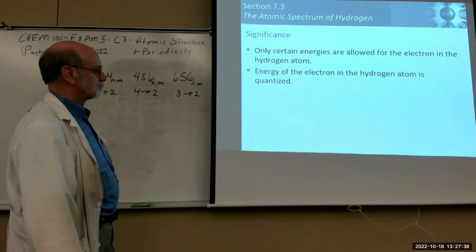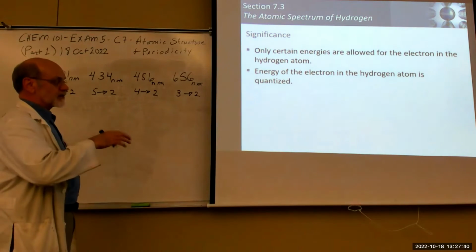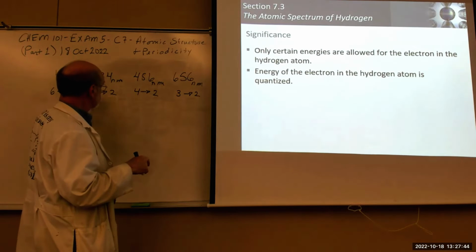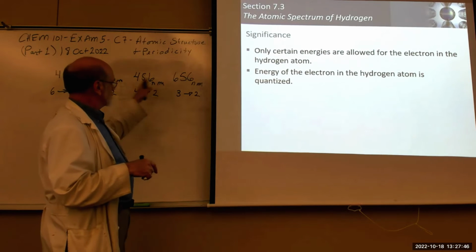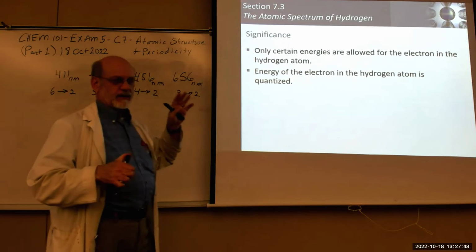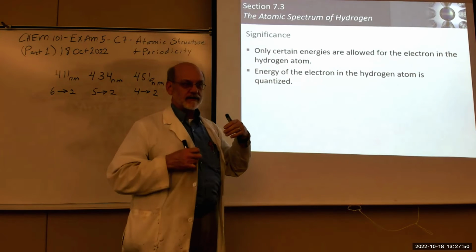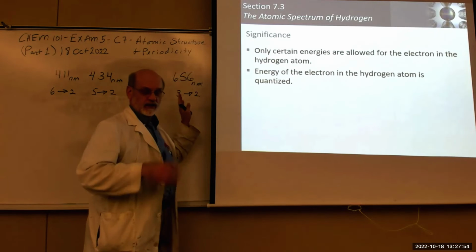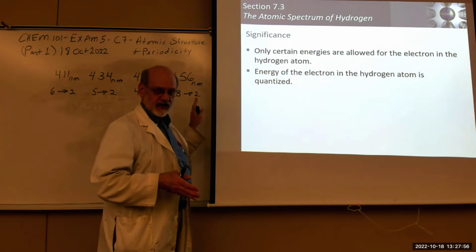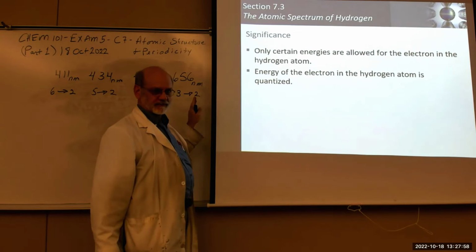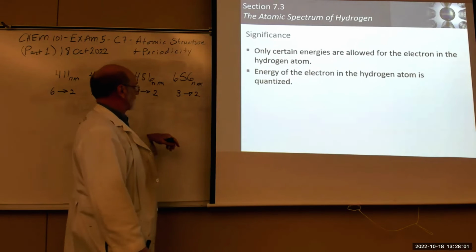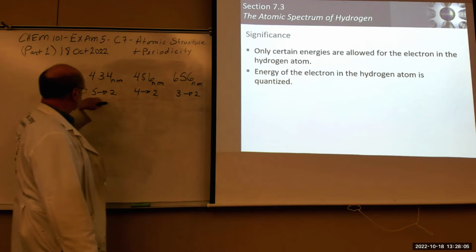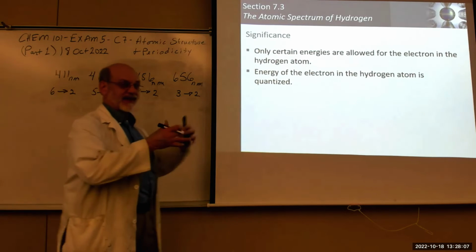Okay. All right, so only certain energies are allowed for the electron in the hydrogen atom. And these are the energies. And these energies, these jumps, can be used to calculate how much energy that is, right? Because we know the wavelength, we know the speed of light, and we have Planck's constant, we can calculate the energy for each of these transitions. This is going to be the lowest energy transition, the next, and the highest energy transition in that group.